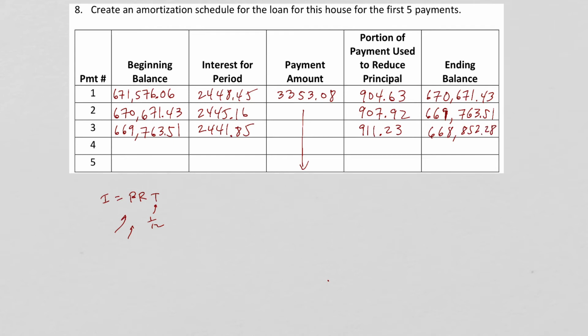$852.28. So we'll start with that here. Use that in this formula again, and we'll get $24.38.52. We'll subtract and get $919.56. And we'll subtract again and get $667,937.72. So we'll start this month with that.